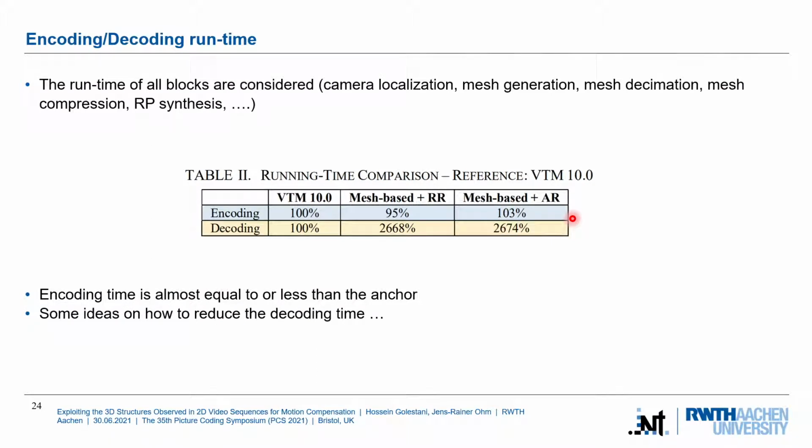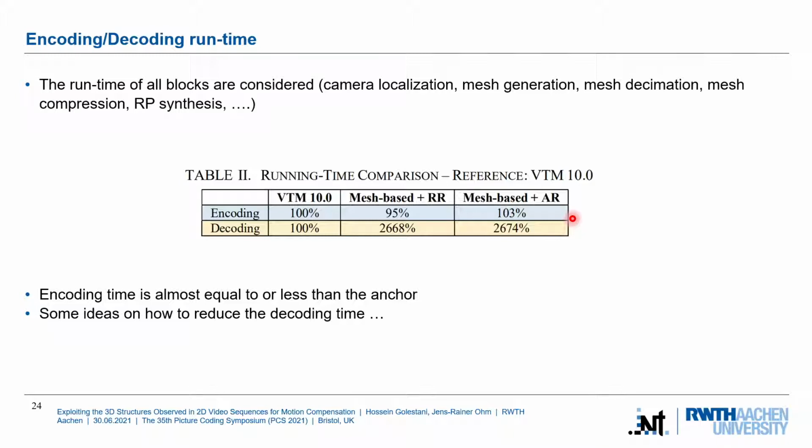The simulation result shows that the encoding runtime is quite acceptable. In replace reference mode it is even faster than the anchor. It can be justified by noting that our 3D based synthesized reference pictures are very similar to the to-be-encoded frames. That may help the encoder to decide faster in rate distortion optimization.